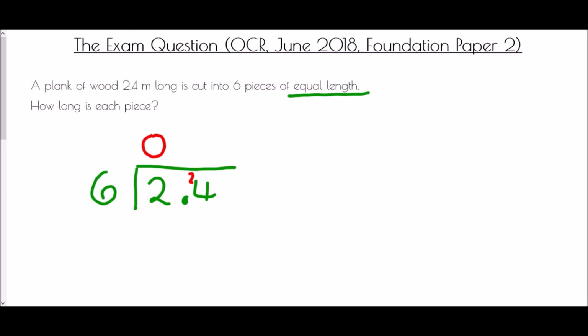The important feature though is this decimal point. The decimal point in the question and the decimal point in the answer must be lined up. So how many 6s go into 24? Well, that is exactly 4. And so each of those pieces must be 0.4 metres long. If you want to test that, you could actually add together 6 0.4s. You would get 2.4. This is our answer.